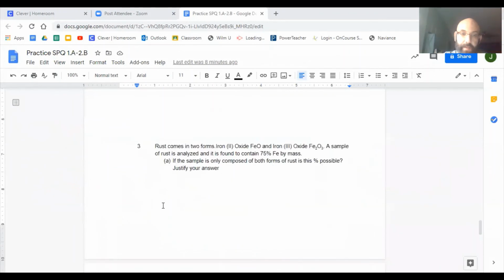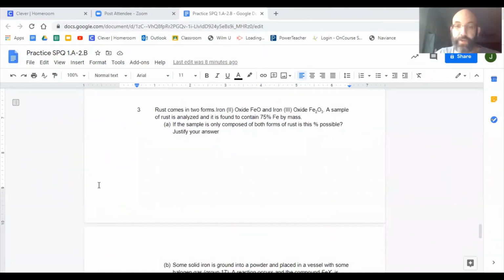Okay, 3. Rust comes in 2 forms, iron 2 oxide and iron 3 oxide. A sample of rust is analyzed and is found to contain 75% iron by mass. So that's what we know. Question A: if the sample is only composed of both forms of rust, meaning the sample just has iron 2 oxide, FeO, and iron 3 oxide, Fe2O3, is that possible? Justify your answer. So we should just do real quick, hey, what's the percent mass of iron in both compounds?